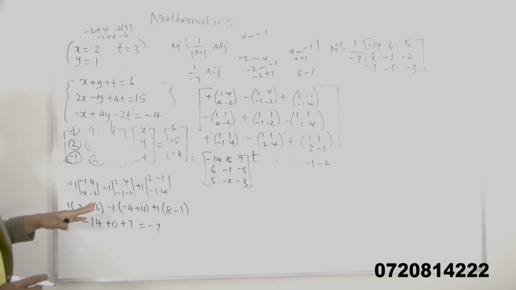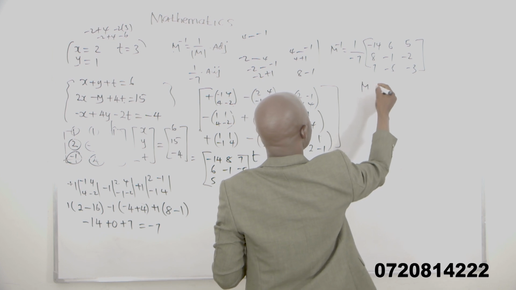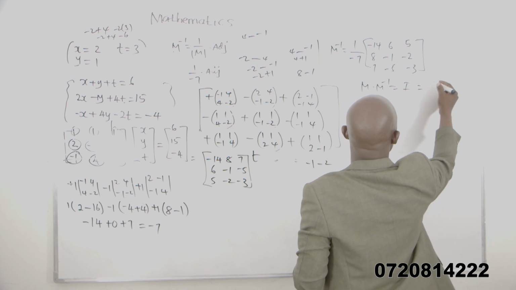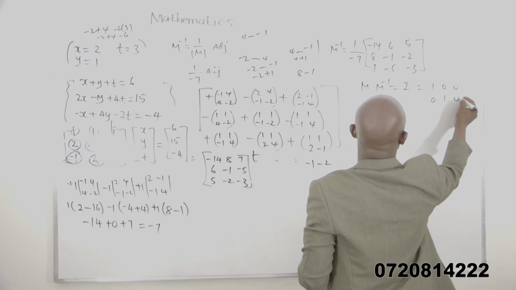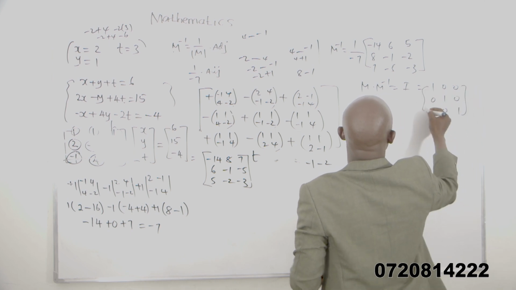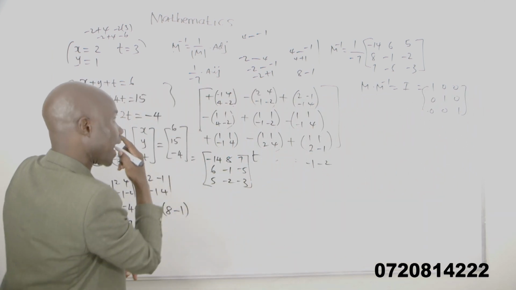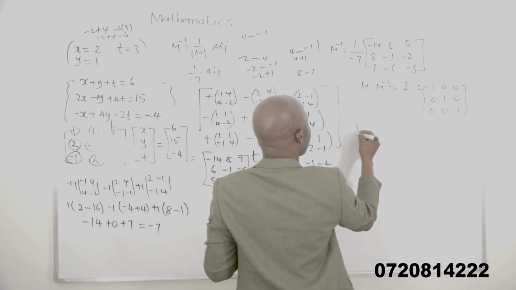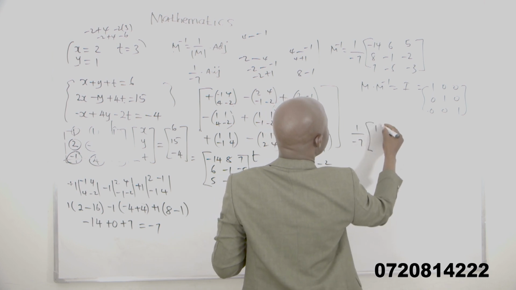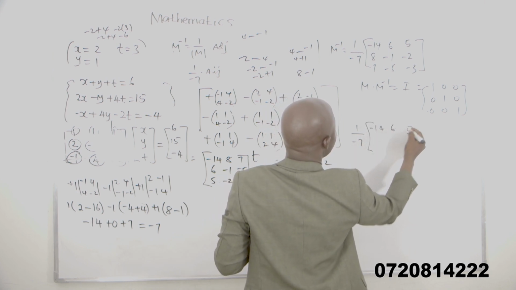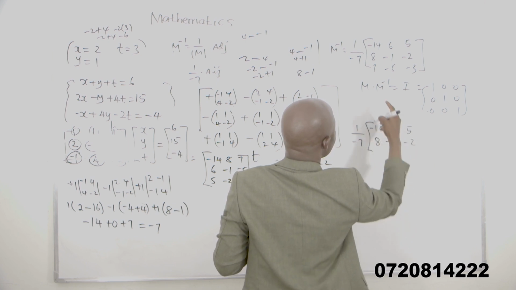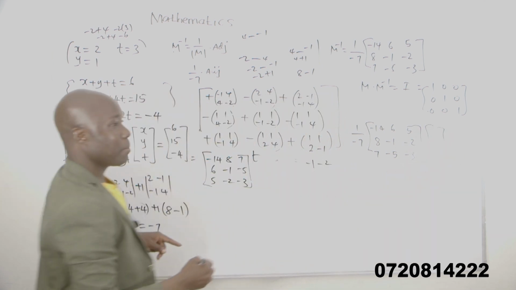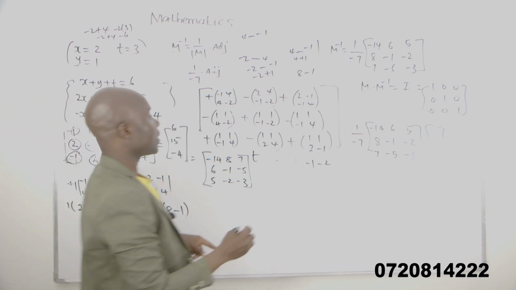Then the thing we'll do, we multiply. Remember, when you take a matrix times its inverse, you should get the identity. In this case, our identity should be 1, 0, 0, 0, 1, 0, 0, 0, 1. So we multiply both sides by 1 over negative 7 times the matrix we found.